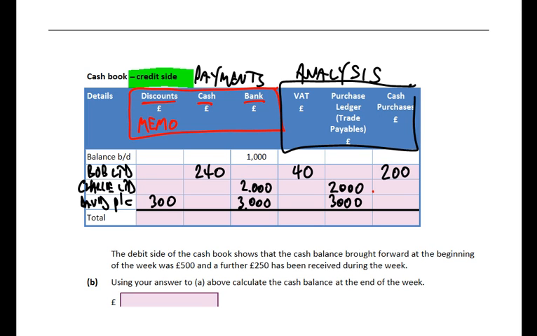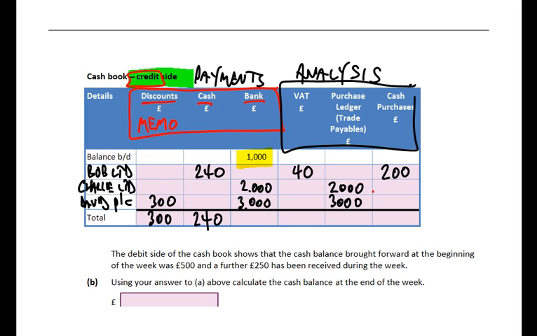That's the easy bit. So you can see in the memorandum discounts column, we've just got the 300. We've got the 240 on the cash column. And when you're adding up the bank column, just be a bit careful. It's easy to miss the fact that there was a balance brought down on the bank column. Now, the fact that the balance brought down was on the credit side of the cash book, well, a credit is actually a liability rather than an asset.